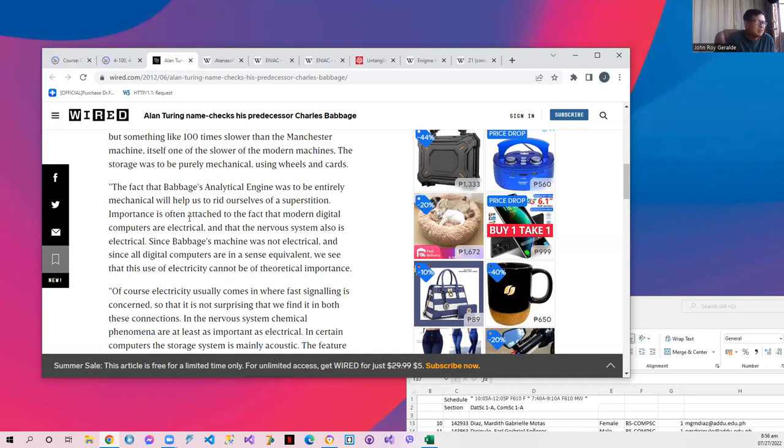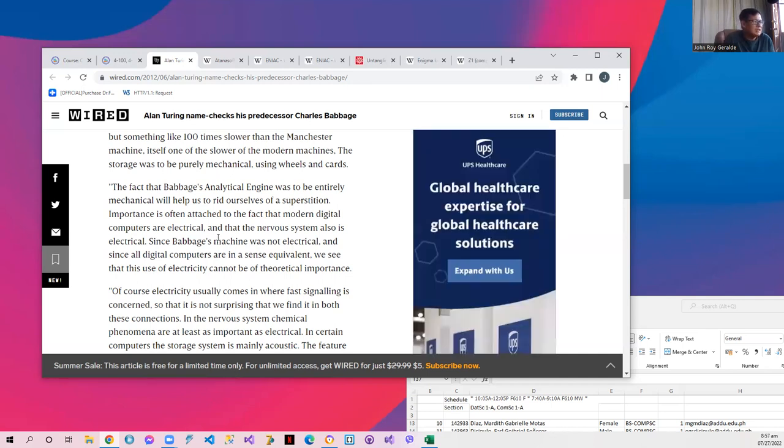Importance is often attached to the fact that modern computers are electrical. Sometimes we attribute so much importance because it's electrical, and the nervous system, the human mind, is also electrical. Since Babbage's machine was not electrical and since all digital computers are in a sense equivalent, he showed it mathematically, by the way, that all computers are the same. They're called the Turing machines. We see that issues of electricity cannot be of theoretical importance.